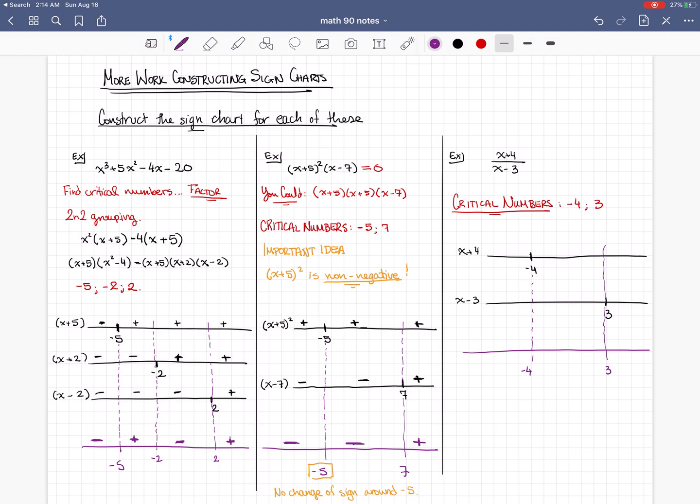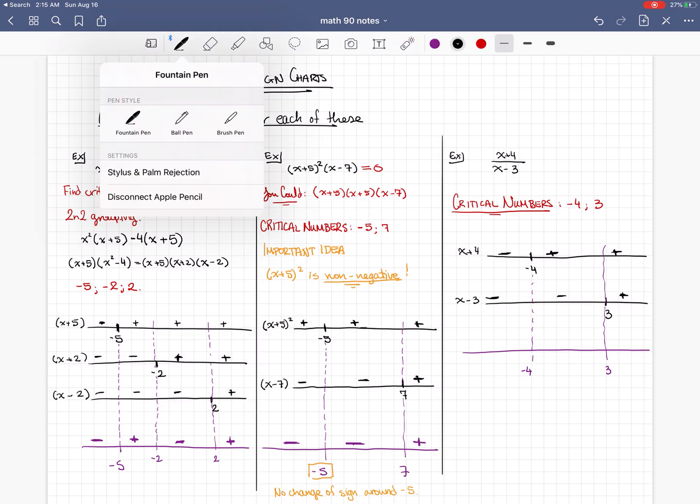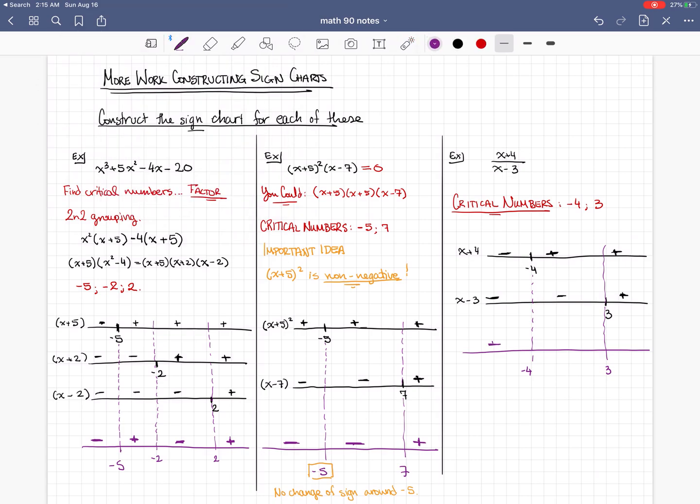You'll notice from here, it's going to feel really similar to the very first example we did. X plus 4 is positive for all real values of x that are to the right of -4, and negative for all real values of x that are to the left of -4. Same with x minus 3. It's positive for all values of x to the right of 3, negative for all the ones to the left. And now we're going to put them together. 2 negatives multiply to a positive. A positive and a negative multiply to a negative. 2 positives multiply to a positive. So this concludes this example for the quotient.